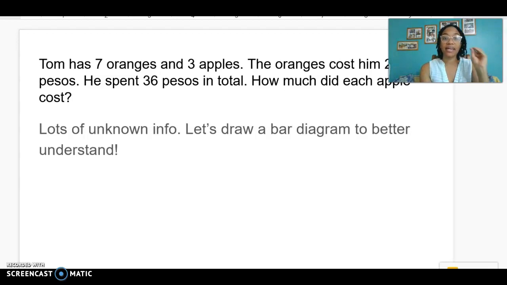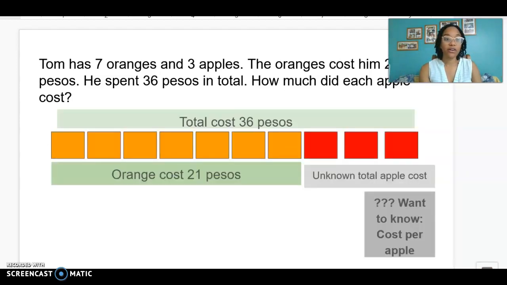Organizing this information can help make sure that you're taking the correct steps and not getting lost or confused, trying to figure out where to begin. So here I've drawn a picture of Tom's 7 oranges and 3 apples. Notice the oranges are represented by the orange boxes and the apples by the red boxes. We know that the oranges cost him 21 pesos.